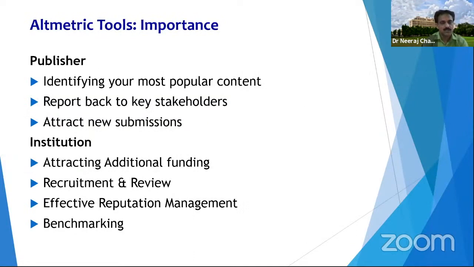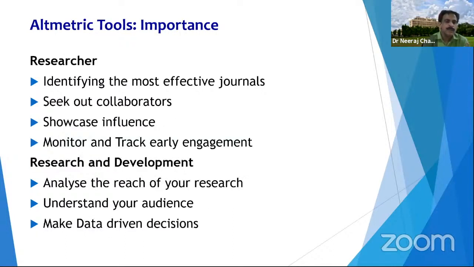There are a number of benefits to publishers, institutions, and authors. For publishers, they can easily identify the most popular content, automatic tools report back to key stakeholders, and they attract new submissions. For the institution, it attracts additional funding, helps recruitment and reviewing, effective reputation management and benchmarking of the institution. So they are now using these alternative tools. For research scholars, identifying the most effective journal, they are using automatic tools for that. Seek out collaborators, showcase the influence of an individual journal, monitor and track early engagements. These are some of the benefits for research scholars.